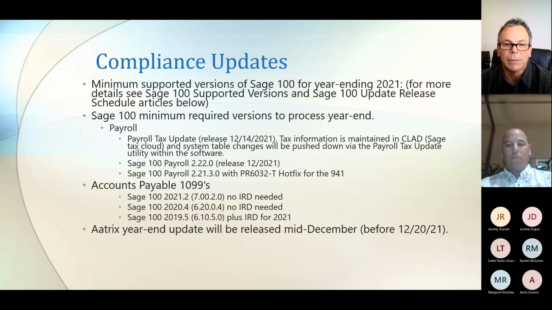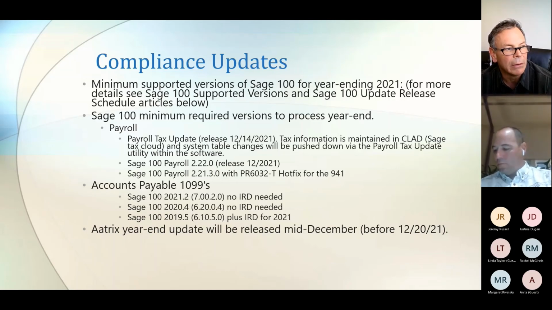Regarding 1099s, if you do use Sage to print 1099s out of Sage, there are requirements in terms of the version that you need to be on to run the 1099s. Last year, IRS came out with a new 1099 NEC form, and that caused a bunch of changes in the software. And because of that, the only versions of Sage that are officially supported for 1099 printing are listed there: 2019.5, 2020.4, and 2021.2. So you need to be on one of those major versions, 19, 20, or 21, with the service update that's listed next to it to print 1099s out of Sage.